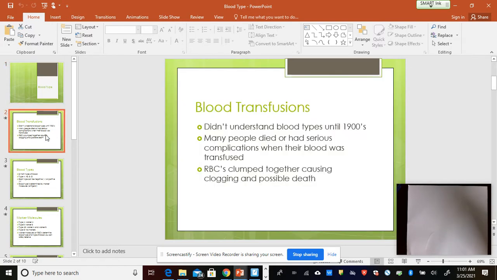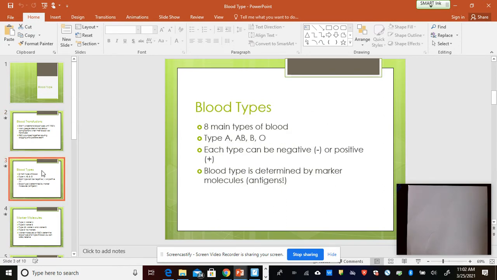So we've talked a little bit about this, but blood types we didn't really start understanding until the 1900s, and many people actually died or had serious complications after blood transfusions. Because what was happening is if they were given the inappropriate type of blood, their red blood cells would clump together and it could cause a really bad reaction, even possible death. And so it wasn't until all that started happening that researchers and scientists realized, okay, not all blood types are the same. So now we know that there are 8 main types of blood.